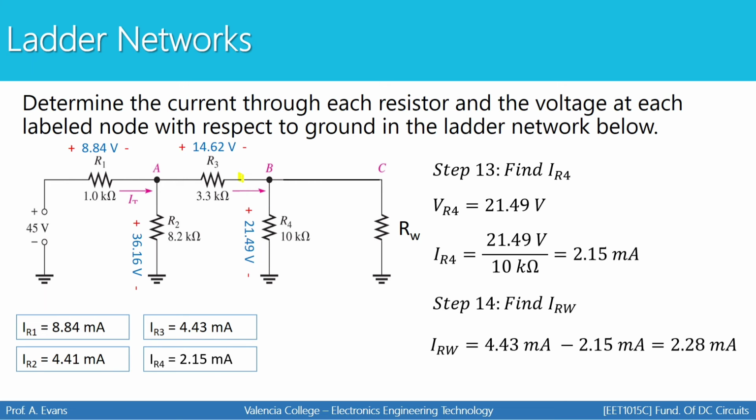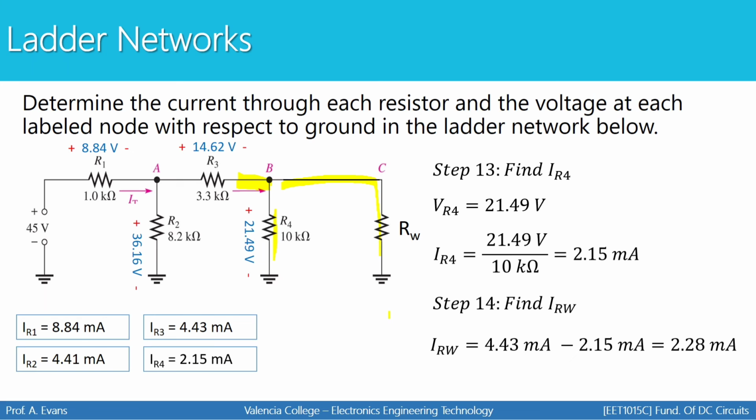I know that the current going in here is the current from R3. I know that some goes this way, that's the current for R4, which means the rest had to go this way. That's how I get this equation here.